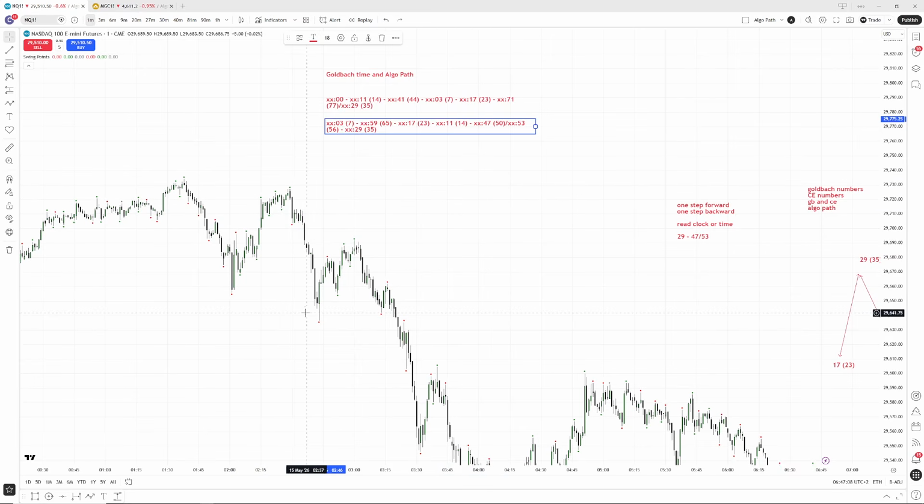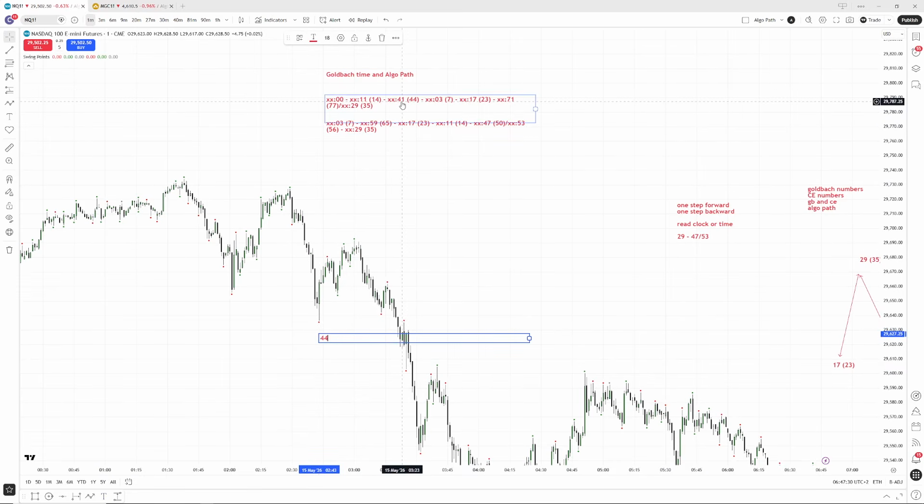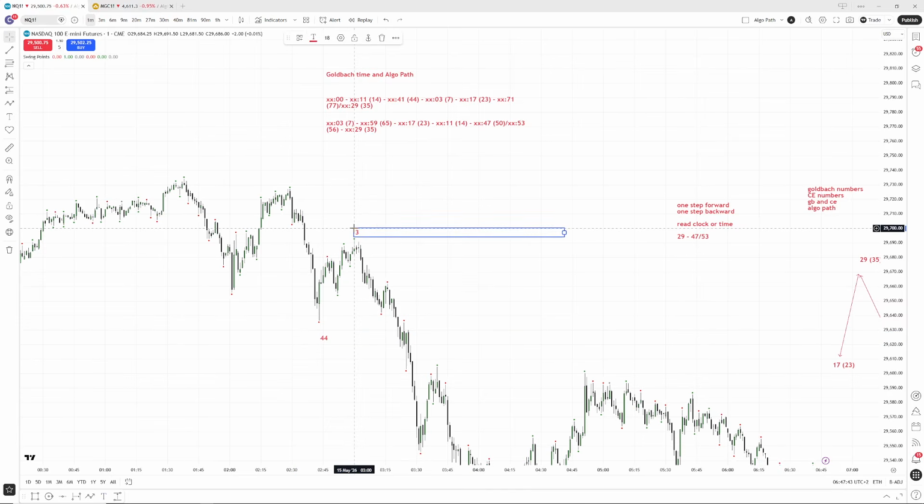Okay. So let's look at here. So there was this 243, 242, 241 here. Now, as soon as I see this 43, 41, we are talking about this number, right? Because 41 and 44 are the GB times. Now, it's pretty clear based on the clock and based on the algo path, it has to go to 3. Look where the price stops. It stops right at 3. Okay. And from 3, it should go to 17 or 23. So if you short here, you should exit somewhere here at 23, 23, 24.